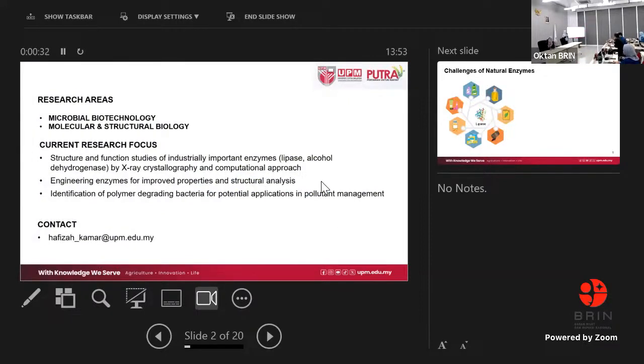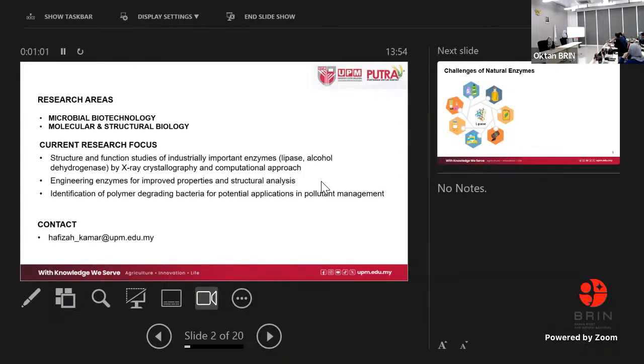Before I start the presentation, this is just a quick view of my research areas and my current research focus. I would like to welcome open collaboration with BRIN researchers. I'm working on microbial biotechnology and molecular and structural biology. My current research focus is on structure and function studies of industrially important enzymes, lipase and alcohol dehydrogenase.